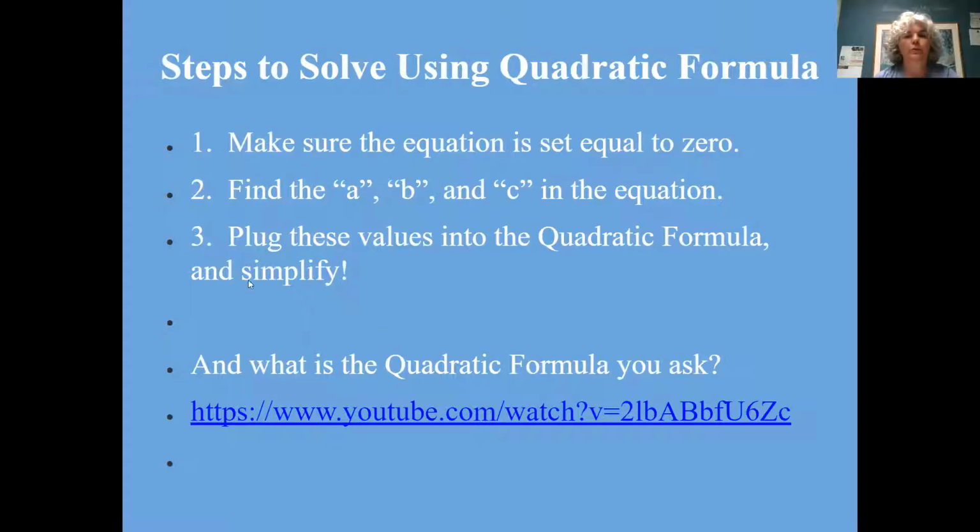Okay, so the steps for solving a quadratic equation using the formula are, first, make sure the equation is set equal to 0. And then you're going to want to make a note of what the a, the b, and the c are in that standard form. And plug these values into the quadratic formula, because the quadratic formula has the a, the b, and the c. It uses those numbers to solve for x. And then we simplify once we have everything plugged in. Well, what is the quadratic formula?